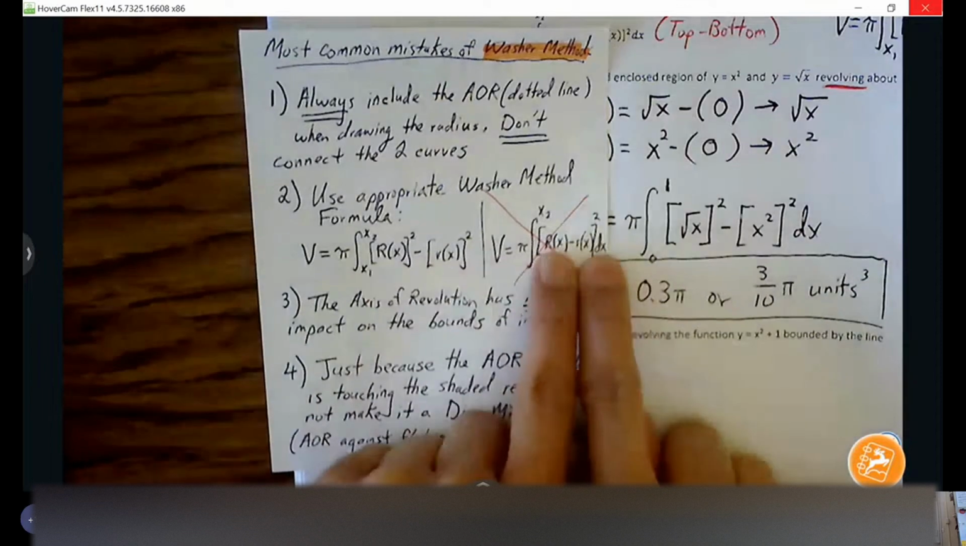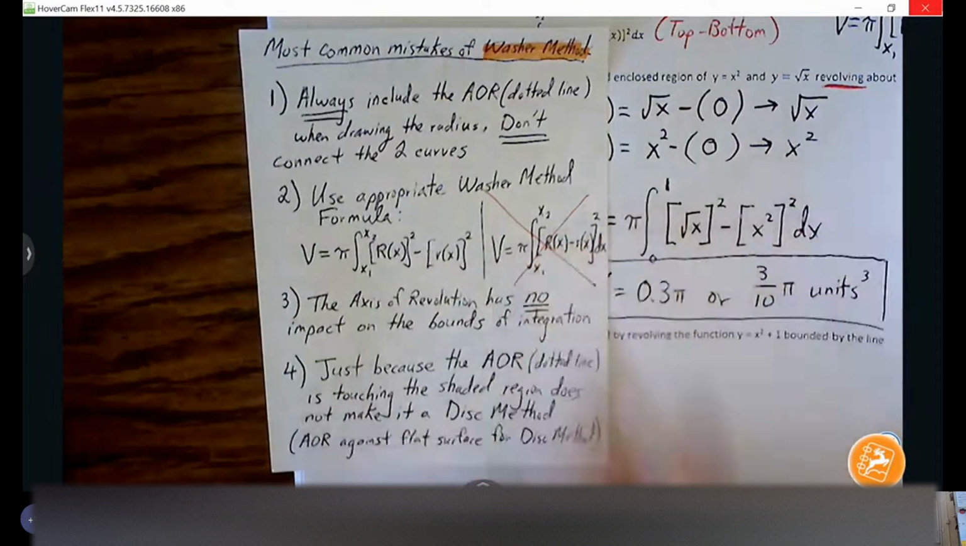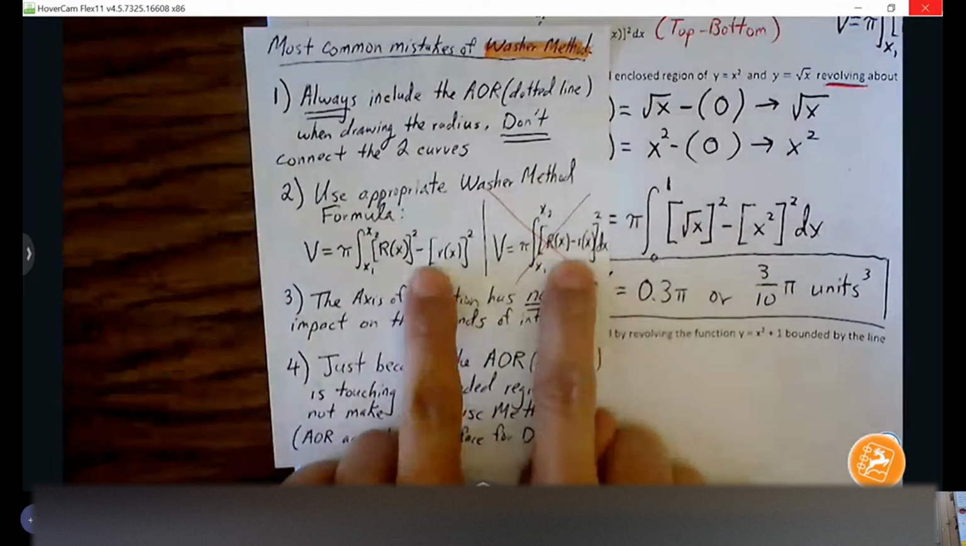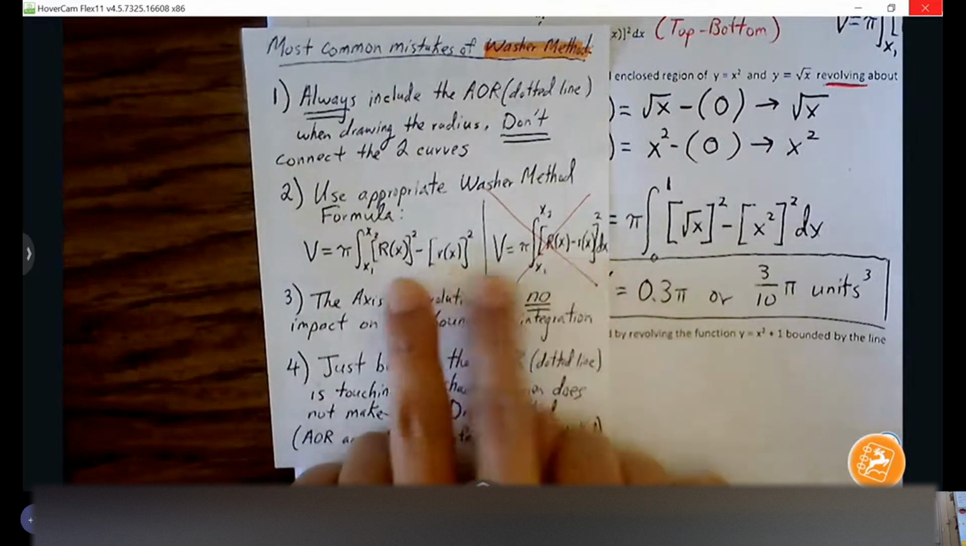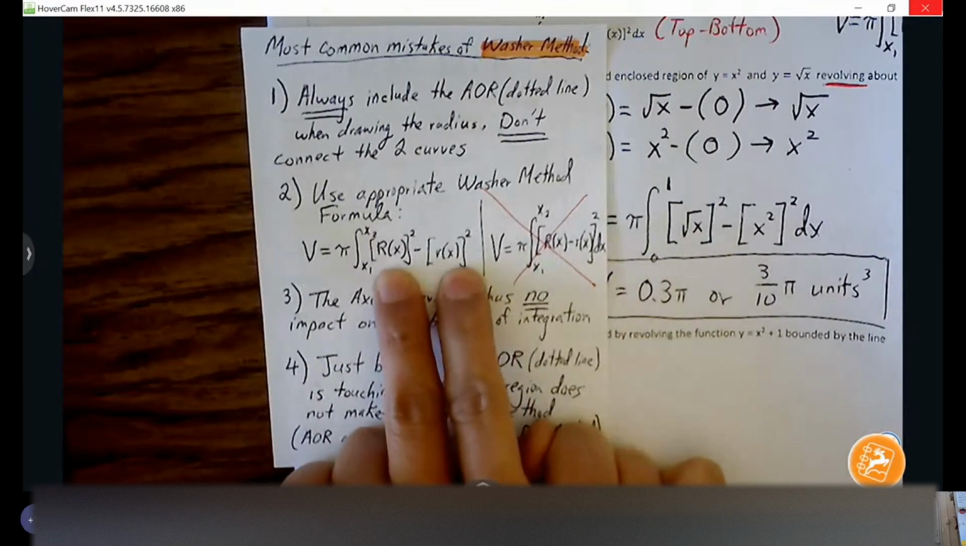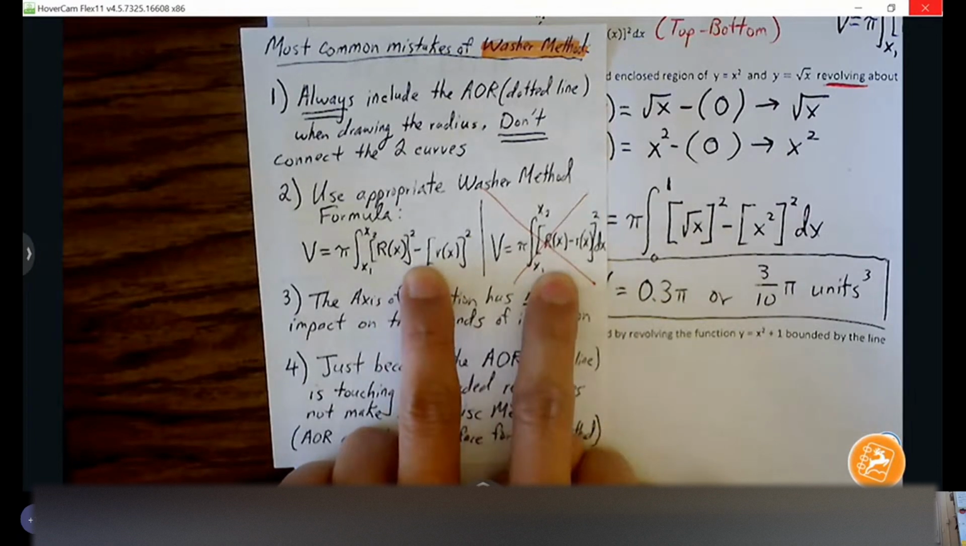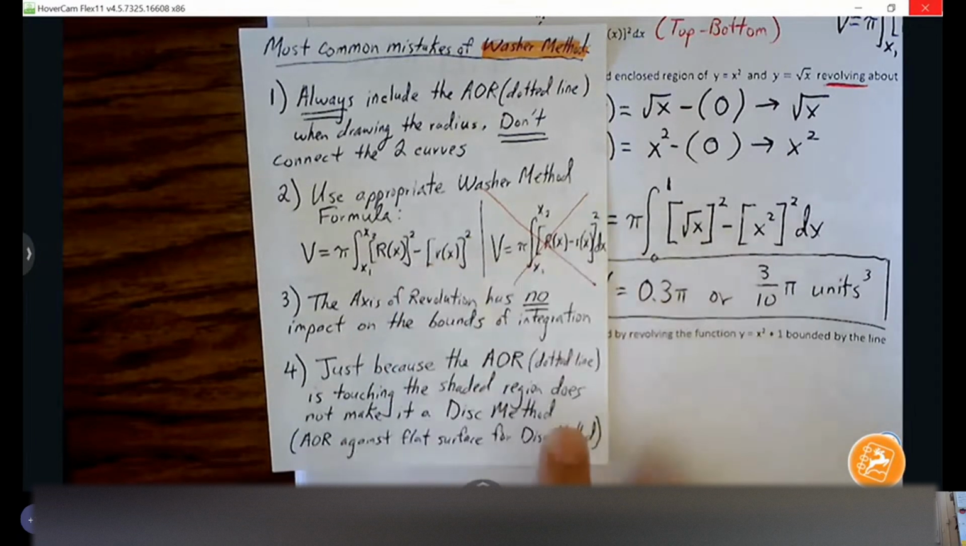We can't just subtract big R from little r and square it once. It looks like the same thing, but these are significantly different from each other. So follow the formula and square your radius separately. Okay, another common mistake that I see students make.